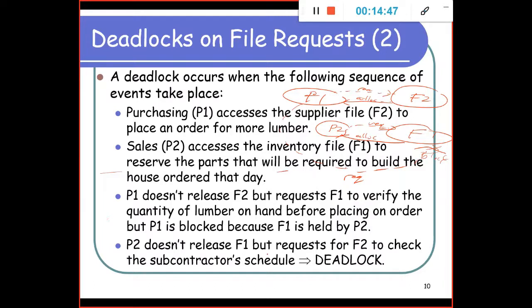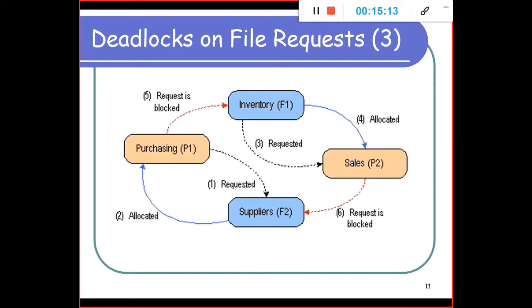And P2 doesn't release F1. P2 also wants to request F2 at the same time. He wants to check something. But F2 at the moment has allocated its resources to P1, so this one will be blocked. P2 doesn't release F1 but requests F2 to check. So this is a deadlock situation.